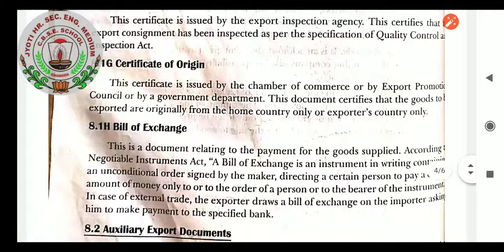When the certificate of origin is presented by the exporter to the importer's country, they get many benefits, such as tax reduction. So to get these types of benefits, the certificate of origin is produced.